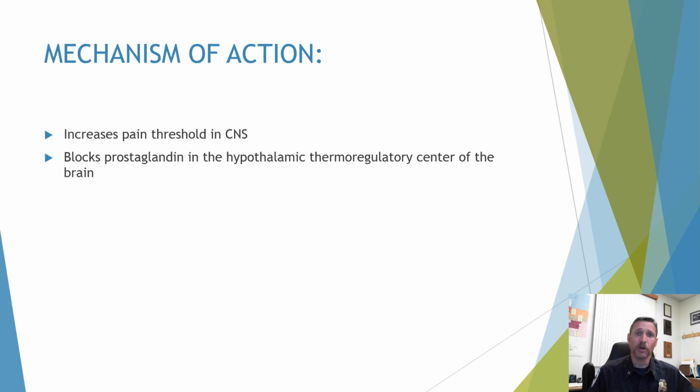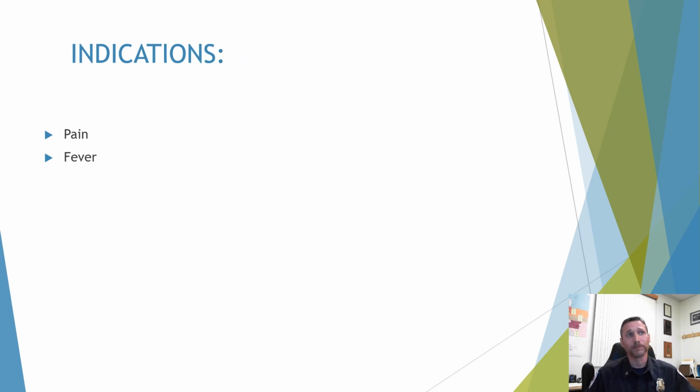And then when we talk about fever reduction, it actually blocks prostaglandin in the hypothalamic area of the brain, which is where the thermoregulatory centers within the brain are. It's very effective for the use of fever reduction, mainly used in the pediatric populations, but it does also do the same within the adult population as well.